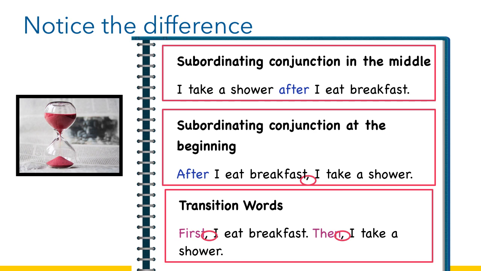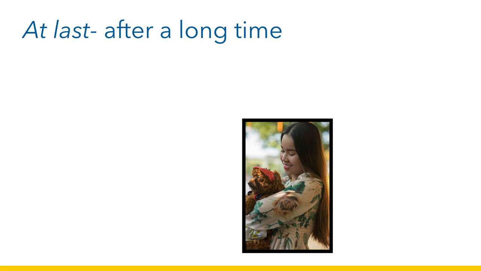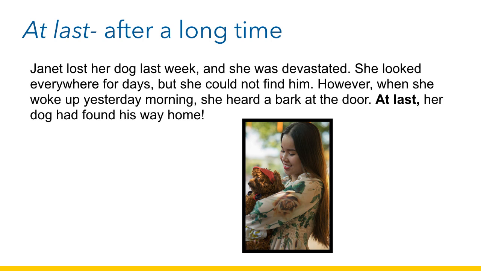Finally, let's look at some transitions that are sometimes confused in writing. Let's start with at last. At last in English means after a long time. For example, Janet lost her dog last week and she was devastated. That means sad, very sad. She looked everywhere for days, but she could not find him. However, when she woke up yesterday morning, she heard a bark at the door. At last, her dog had found his way home. At last means after a long time.